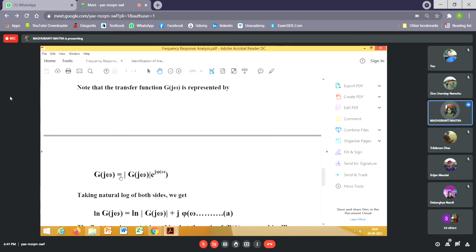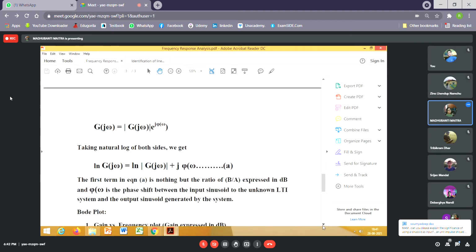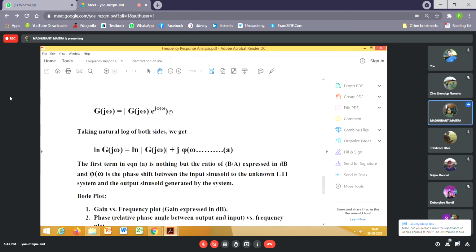So G(jω) will have a magnitude |G(jω)| and e^(jφ). Phi is the phase angle, φ(ω), this bracket will not be here. Now this bracket will come over here. So taking natural log, we'll get ln|G(jω)| plus jφ(ω). This is the magnitude part and this is the phase angle. So what is a Bode plot?